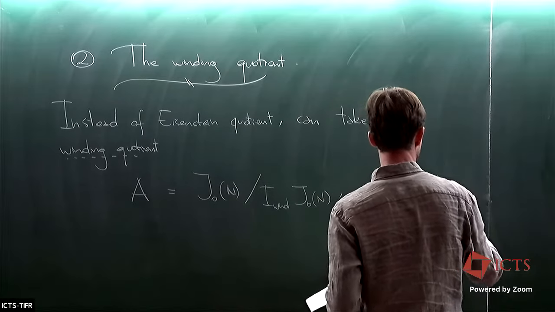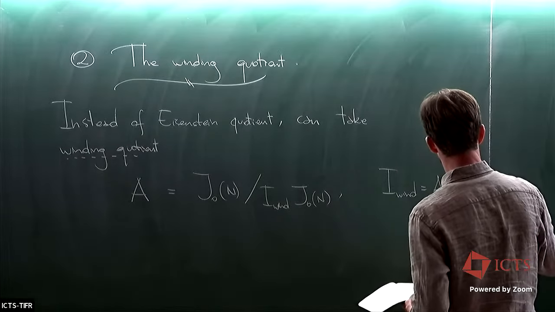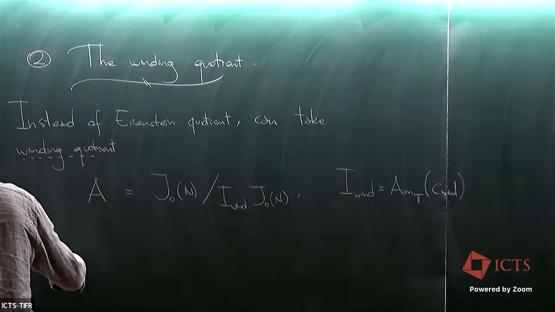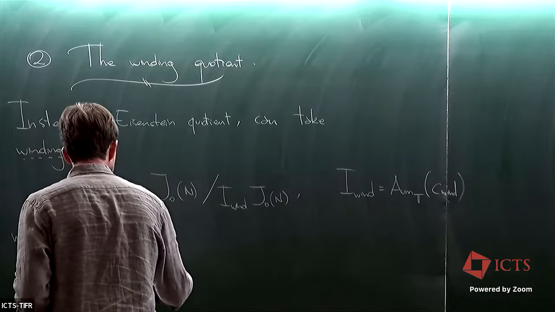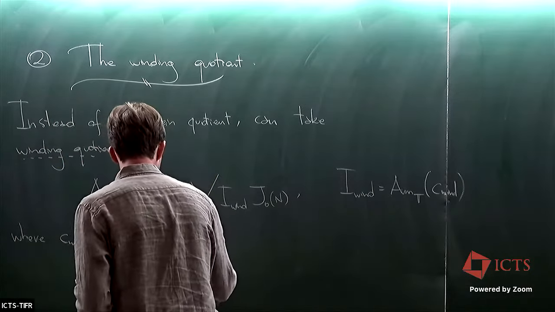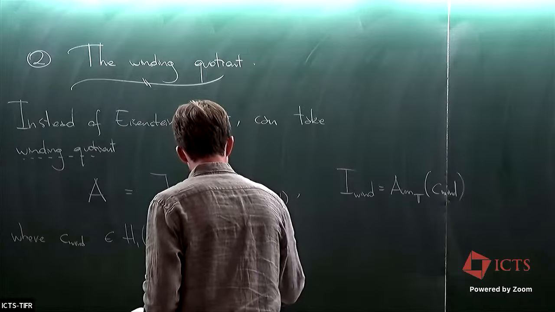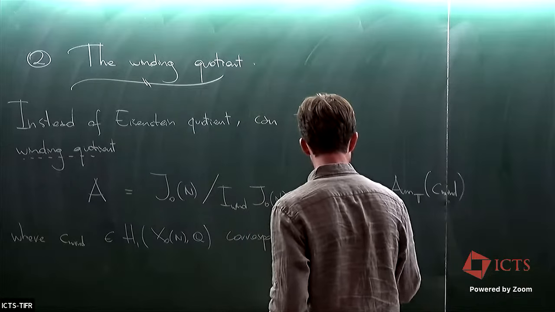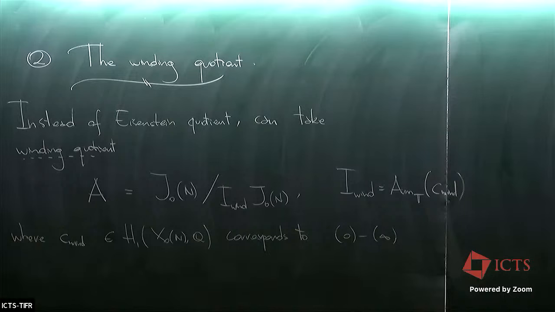is the annihilator in the Hecke algebra of the winding element. And I have to tell you what the winding element is, where this C_wind is the element of H_1(X_0(N)), so singular cohomology with rational coefficients, that corresponds to the divisor supported at cusps, that is the difference between 0 and infinity. Okay, or infinity and 0, it's the same.